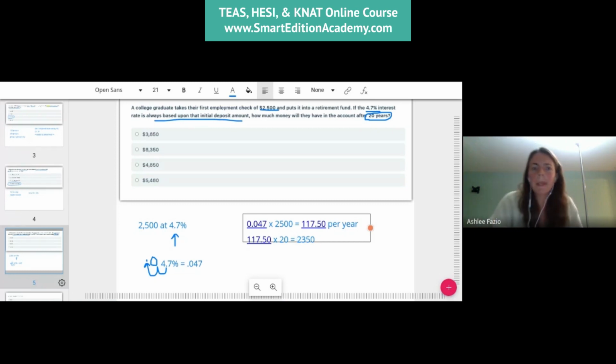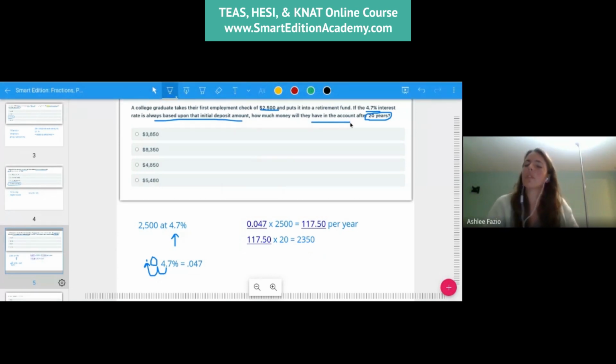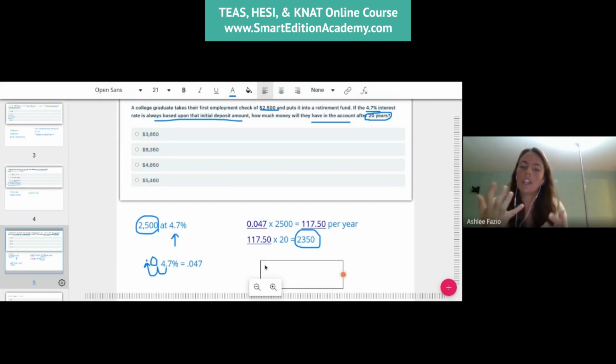There's my equal sign. Okay, so this is a place to stop and make sure we're answering the question that's asked. How much money will they have in the account? Nothing that I have here actually tells me how much they have in the account. All I have is the interest. So I have to go back and remember, oh yeah, they initially deposited this $2,500. So I have to combine those two, the initial principal and then the interest, and that'll give me my total. So 2,500 plus 2,350 would give me $4,850 in the account.